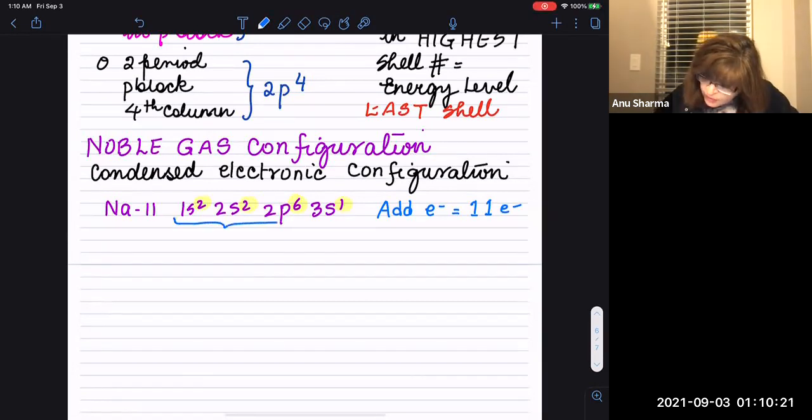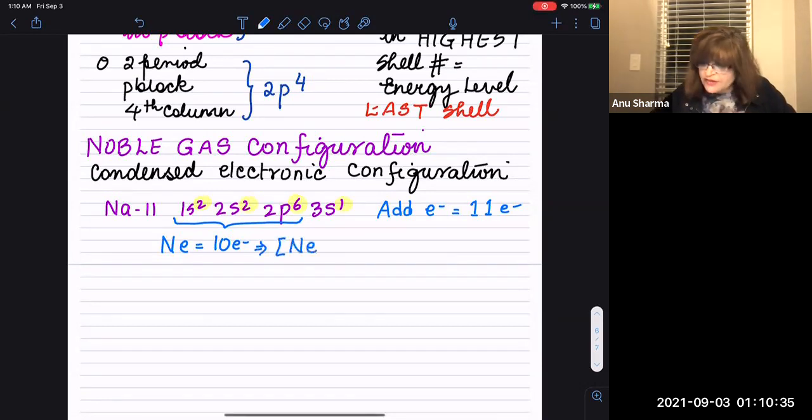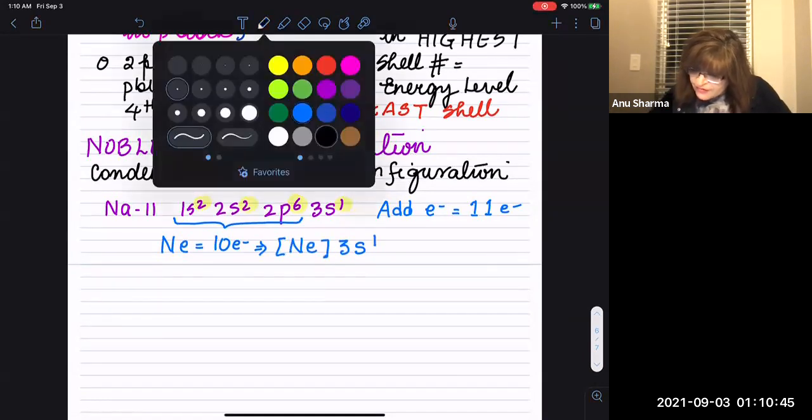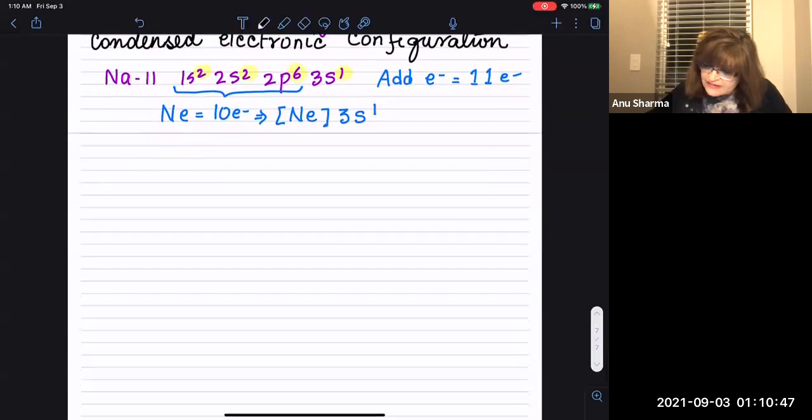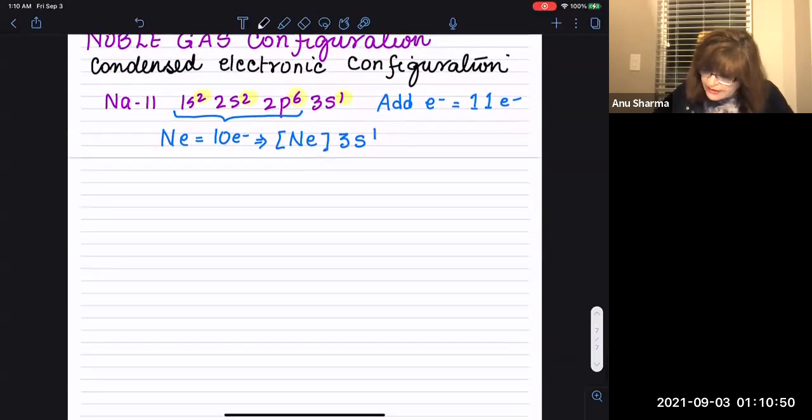Now here's another thing. Look at the inner core. This inner core has 10 electrons. Neon has 10 electrons, right? So the inner core can be written as neon, 10 electrons, and 3s1. Okay, so that's one way of writing these. And another thing is the Lewis structures also. We will look at that a little bit later, but let's look at another example.